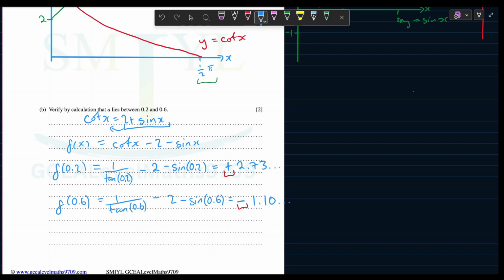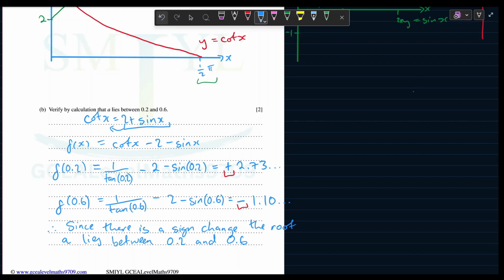So we can conclude that, therefore, since there is a sign change, a root, or in fact the root A, because they've named their root as A, the root A lies between 0.2 and 0.6, and this would be our final answer. This conclusion is important to get the second mark for this question. They want to see that argument or that conclusion that we've got a sign change, so our root must lie between these two values.